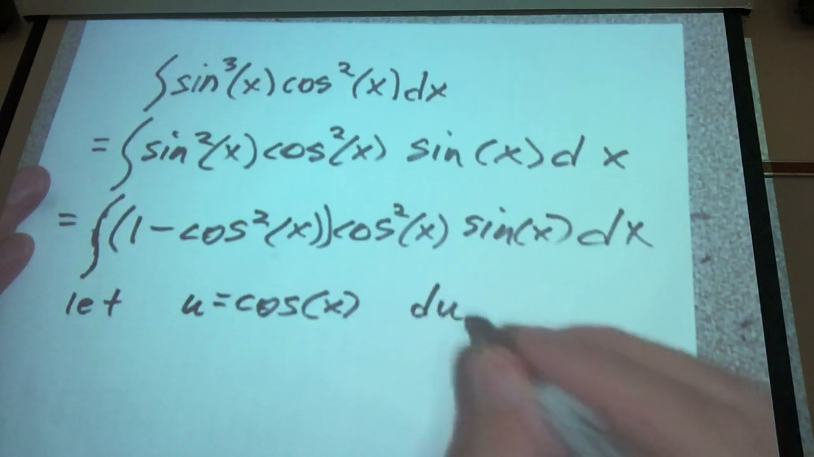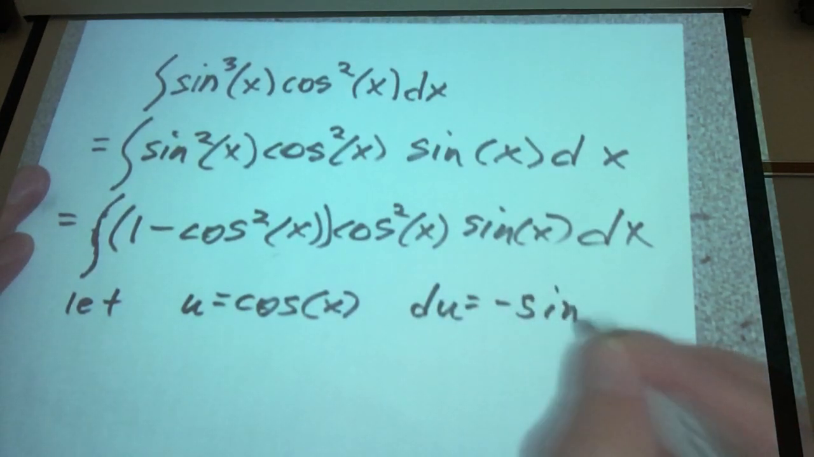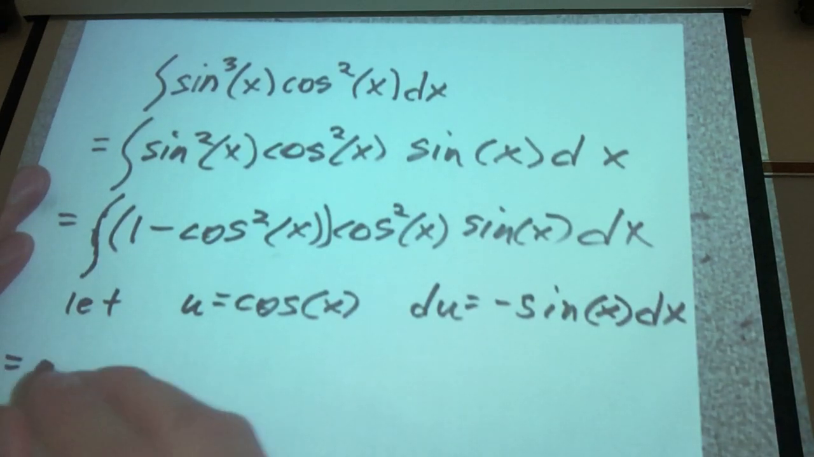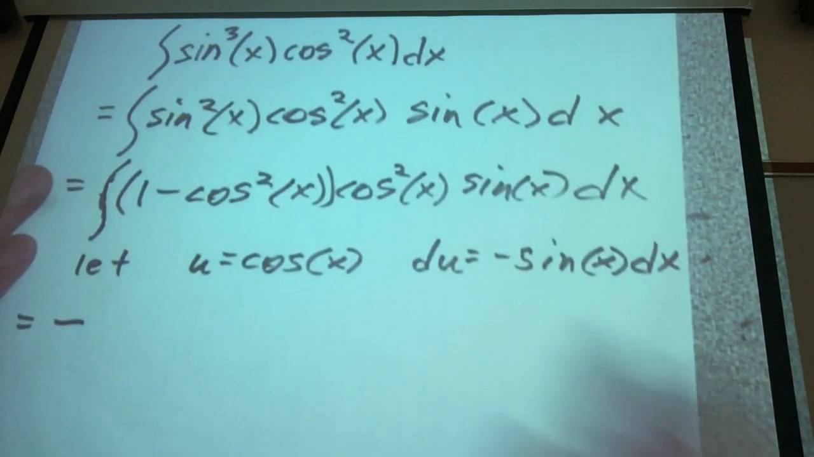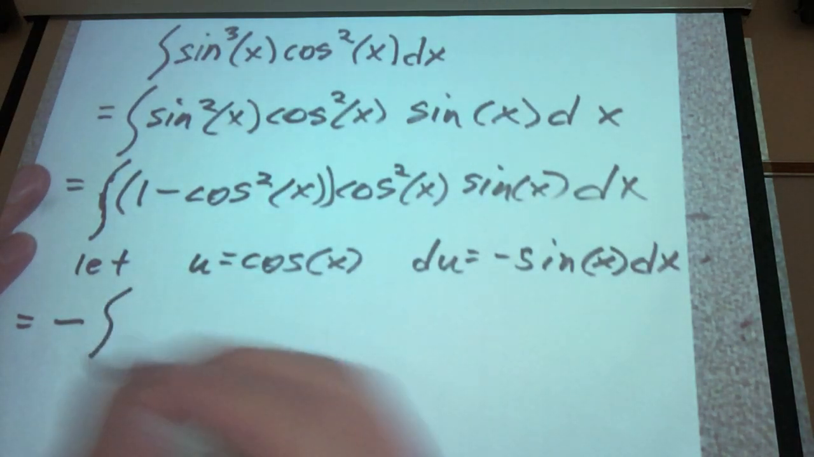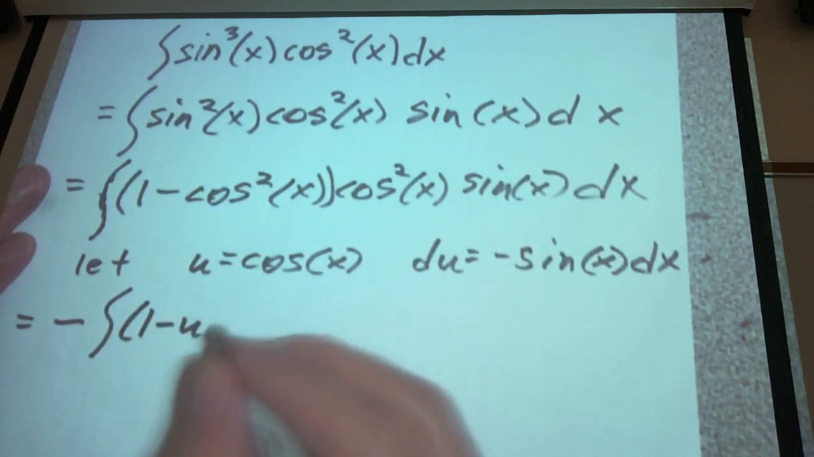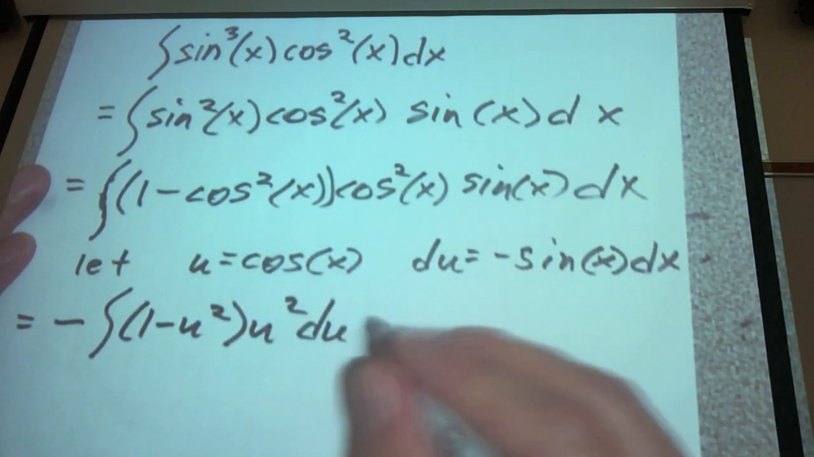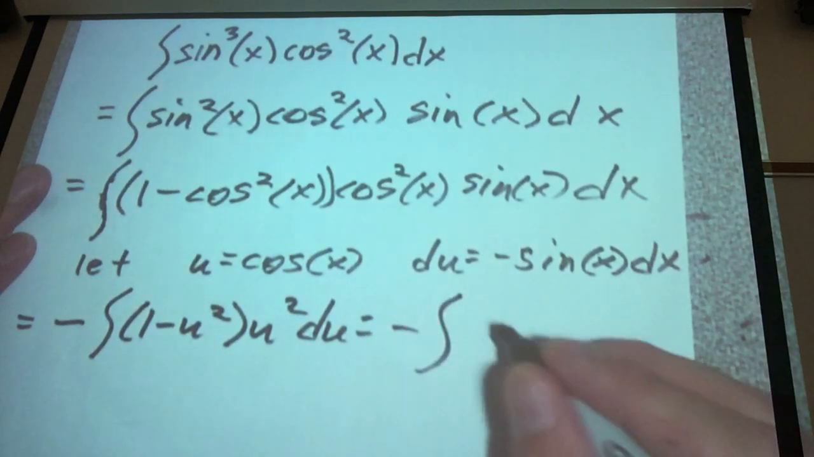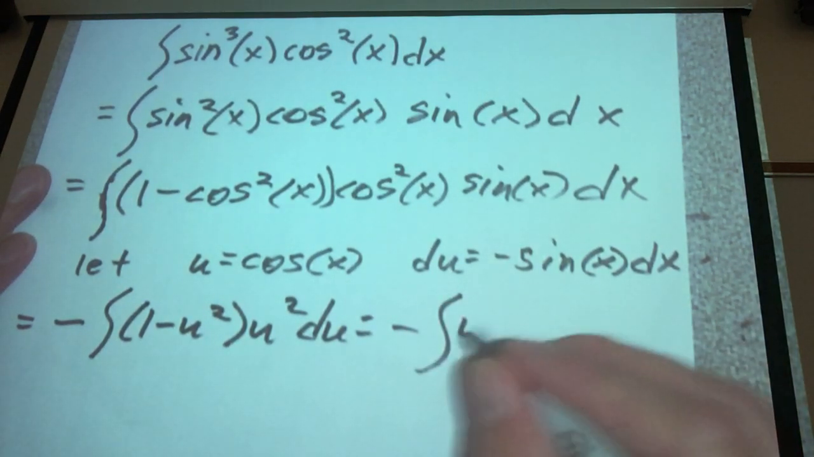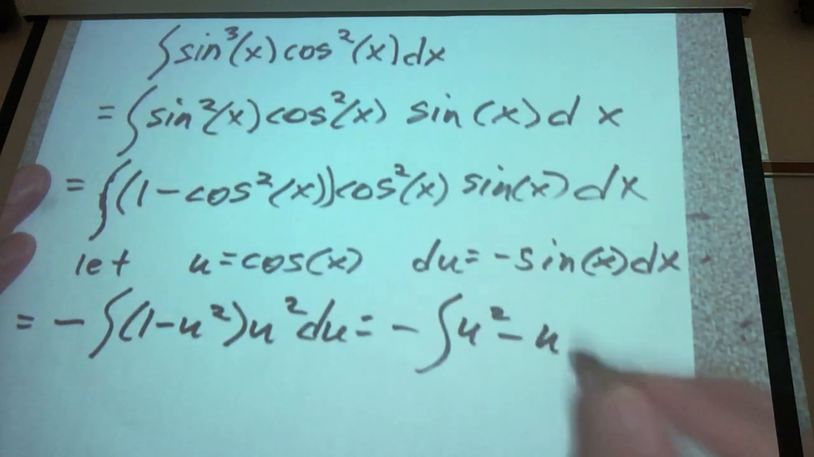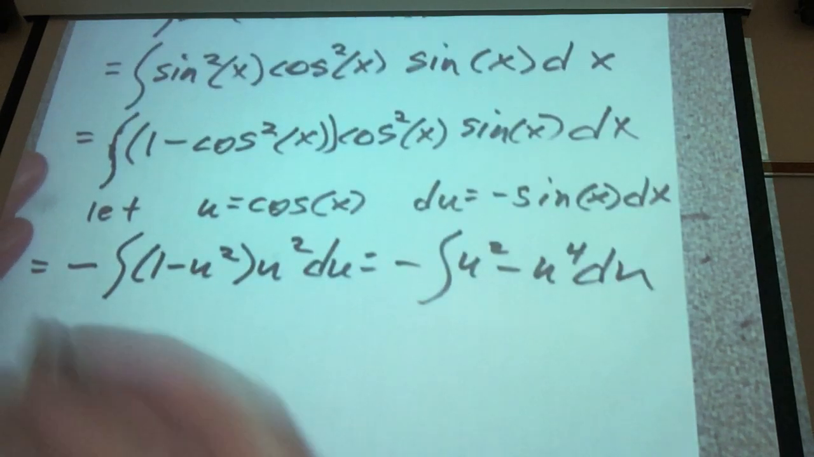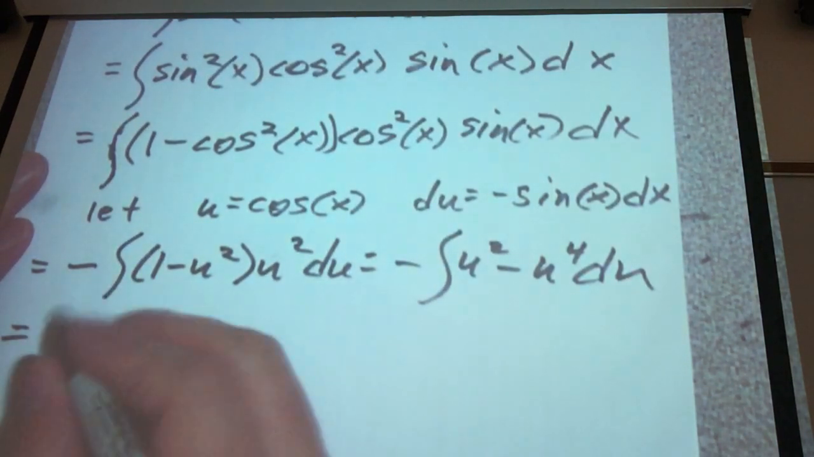So the du is going to be negative sine of x dx. And so this becomes the negative, and that negative right there, of the integral of 1 minus u squared du, which becomes the negative integral of u squared minus u to the 4th du. So I'm going to distribute that negative after I integrate.